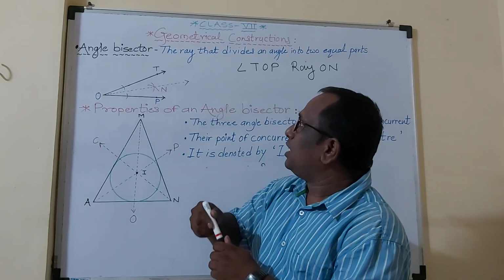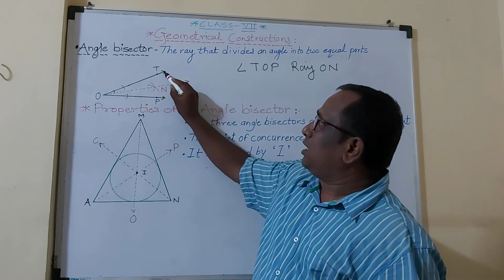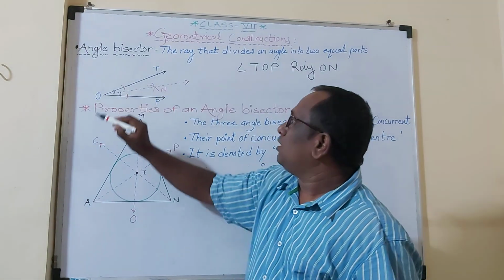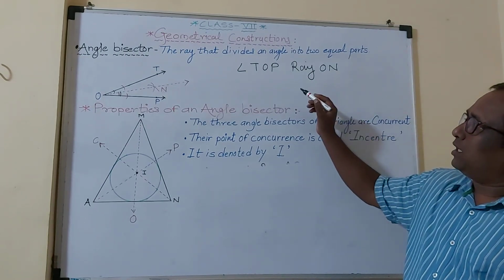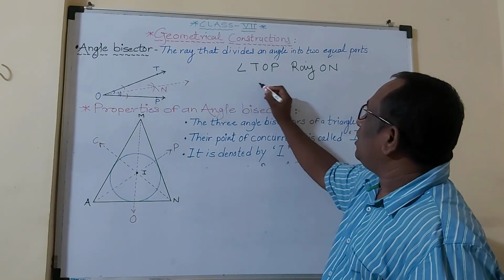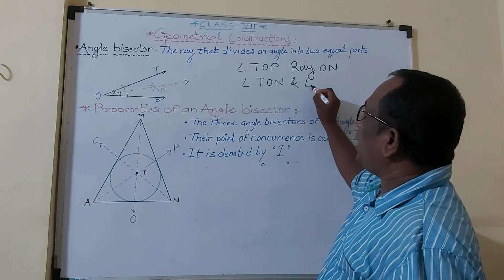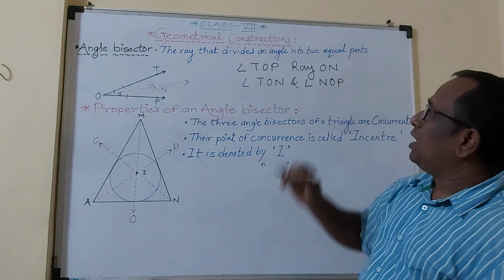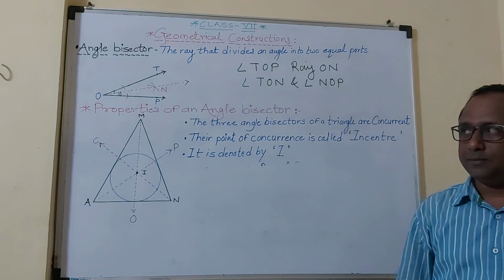Which are those parts? Angle TON and angle NOP. So due to this angle bisector, our angle TOP is divided into angle TON and angle NOP, or you can say PON also. Okay students, now this is called angle bisector.